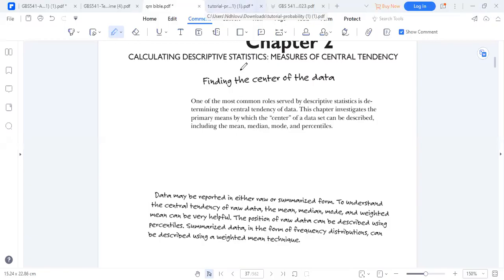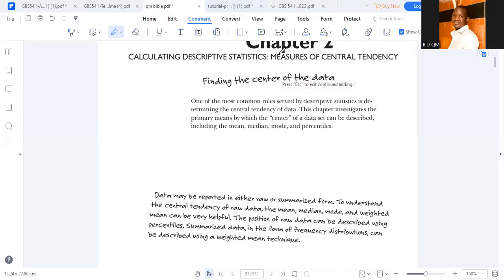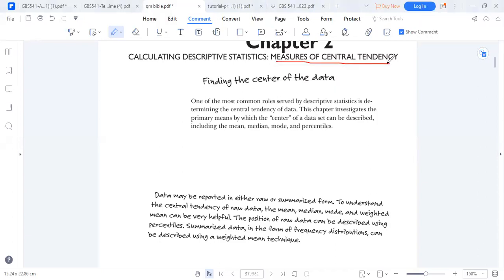Welcome to our class 2, or BID class 2, where we're going to look at the measures of central tendency. We want to understand how to calculate the measures of central tendency for raw data, which includes the mean, the mode, the median, and the weighted mean where possible. We're also going to find what are called quartiles: the first, the second, and the third quartile.